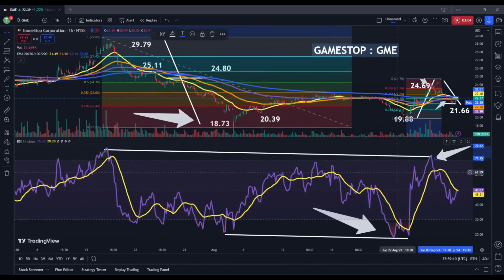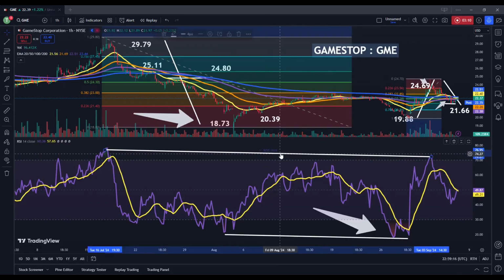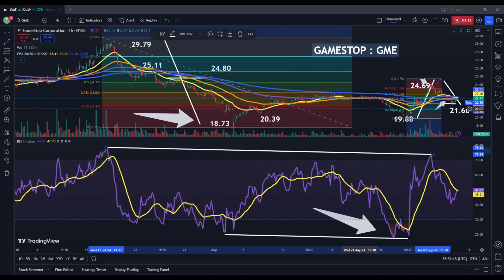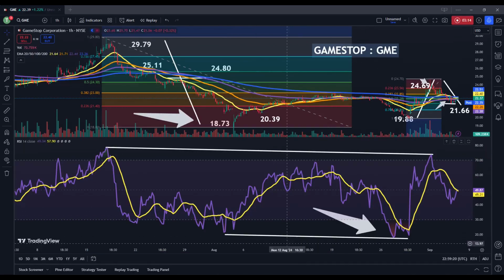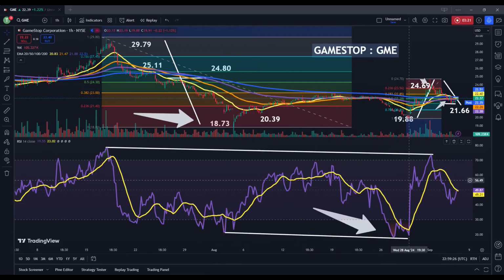So if we pull into the indicator reading here and take a look at what is going on in this area of the price chart, we can see the purple line at the bottom of the price chart is the relative strength index. This is the momentum indicator for GameStop currently. And as we can see here, this bearish divergent condition is still in place for this stock.